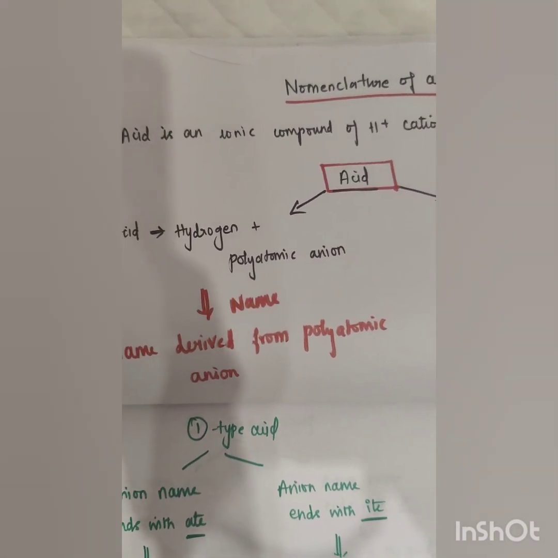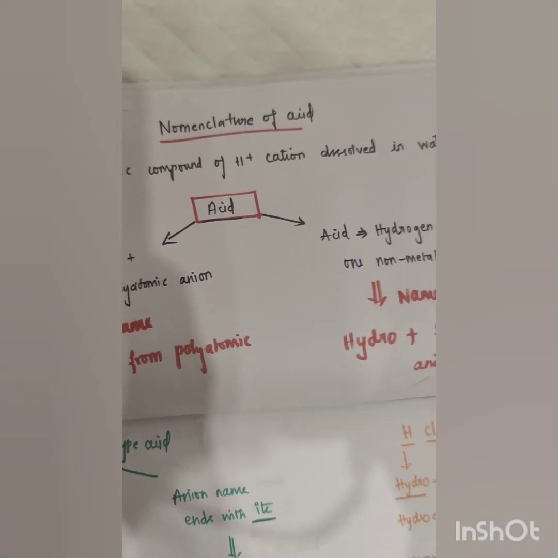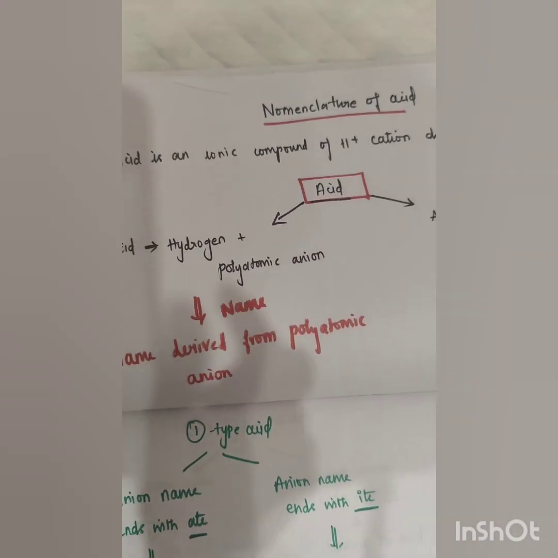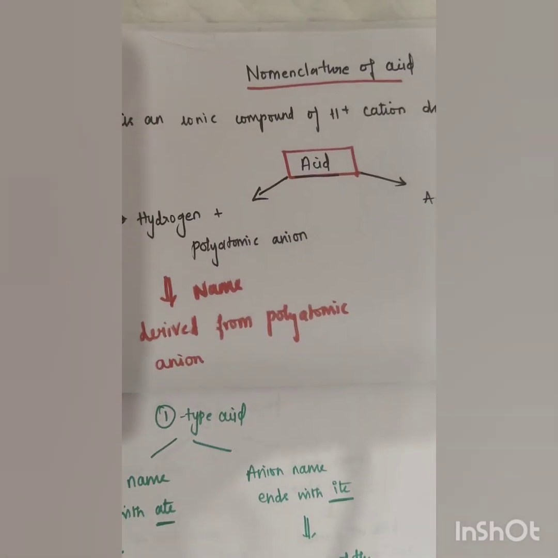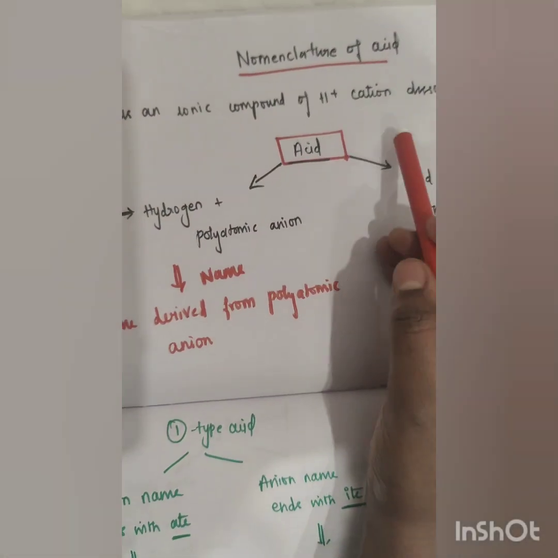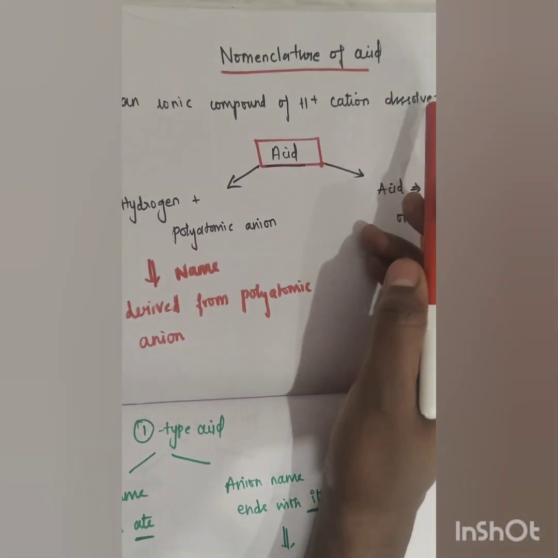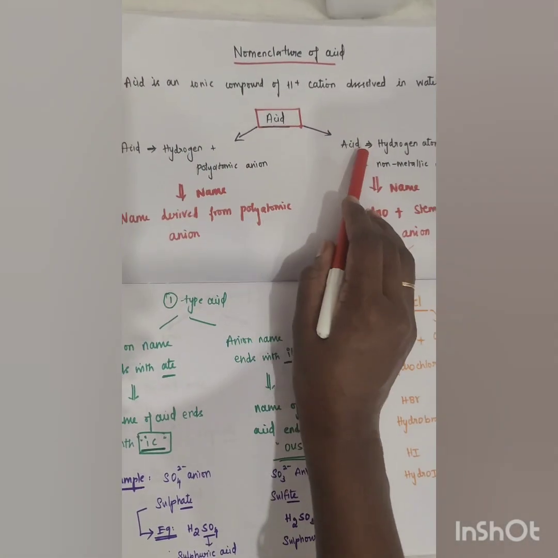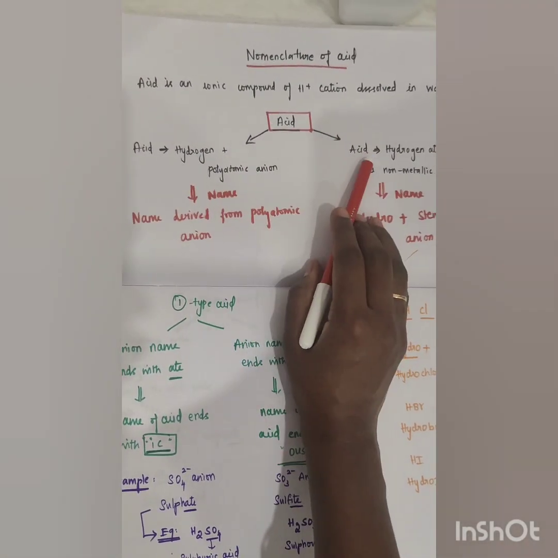An acid is an ionic compound of H plus cation dissolved in water. It contains an H plus cation and an anion. When we dissolve an acid in water, it dissociates into an H plus cation and an anion. The anion group attached to the acid is classified in two ways for giving the name.